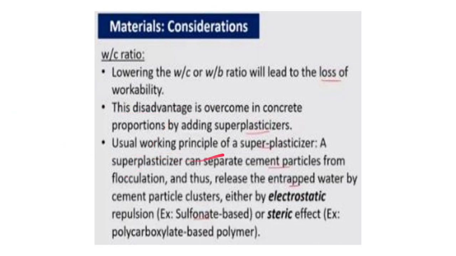The usual working principle of a superplasticizer is that it can separate cement particles from flocculation, or combination, and thus release the entrapped water by cement particle clusters, either by electrostatic repulsion, for example sulfonate based, or steric effect, for example polycarboxylate based polymer. So there are some chemical phenomena through which the superplasticizer separates cement particles from flocculation or agglomeration, and thereby releases the entrapped water between the cement particle clusters, which increases the free water available for hydration, and thereby increases the workability.